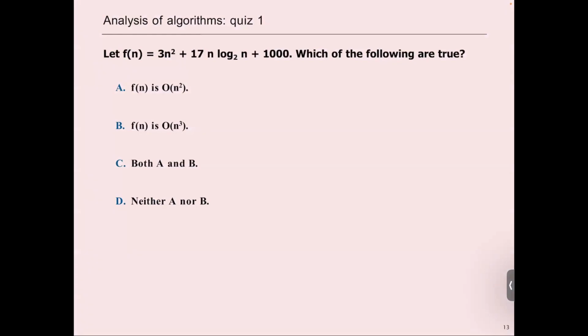Let's do a quick example. Suppose f of n is equal to 3n squared plus 17n log n plus 1000. Which of the following are true? Like I said in the previous set of notes, what I encourage you to do is to pause the video, spend a minute or two trying to figure out which one of these is the answer, and then go ahead and resume the video, and I will give away what the answers are.